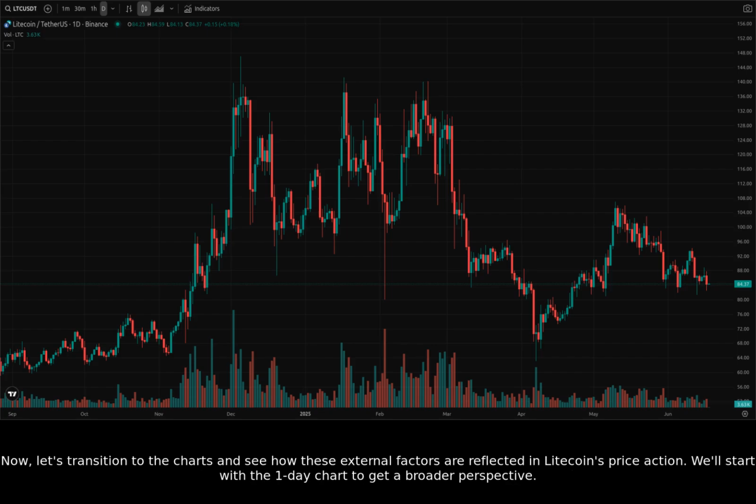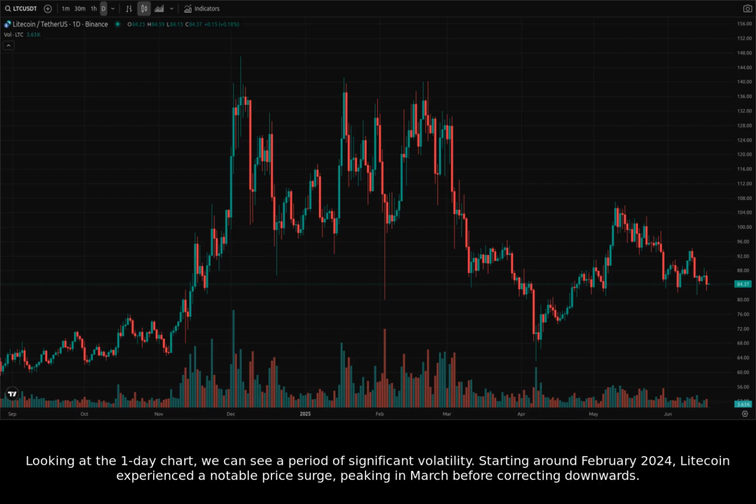Now, let's transition to the charts and see how these external factors are reflected in Litecoin's price action. We'll start with the one-day chart to get a broader perspective. Looking at the one-day chart, we can see a period of significant volatility. Starting around February 2024, Litecoin experienced a notable price surge, peaking in March before correcting downwards.